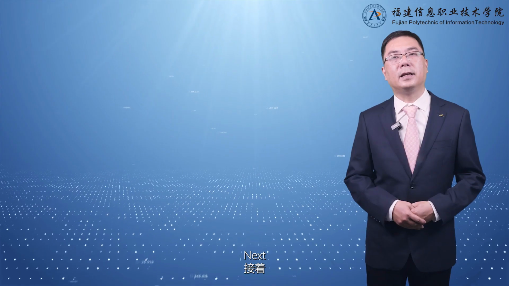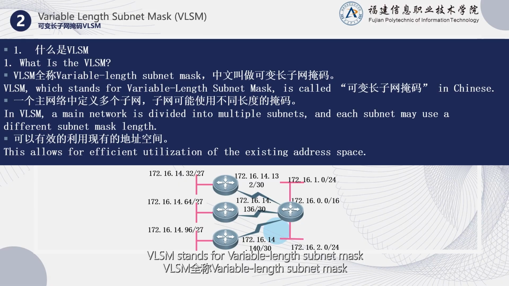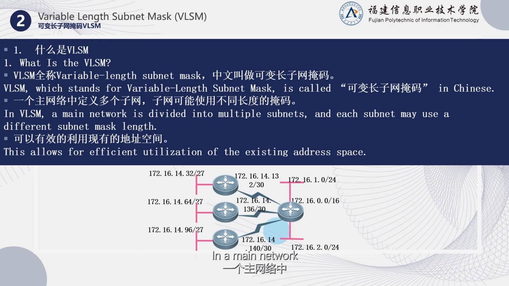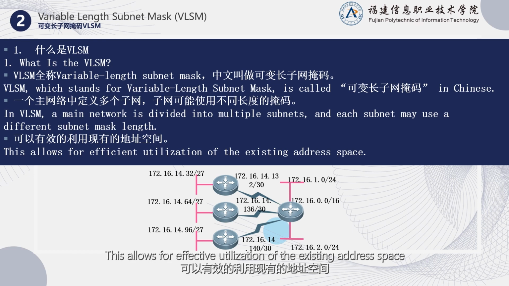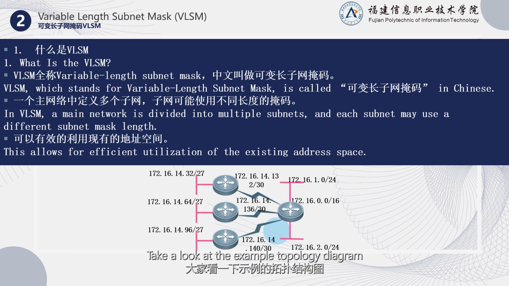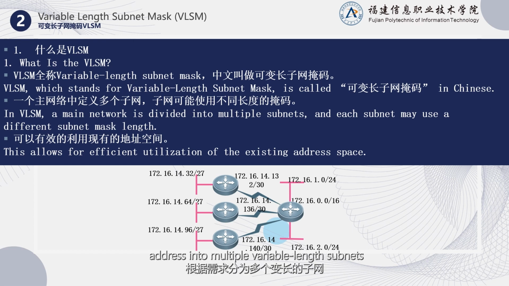Next, let's specifically talk about what variable length subnet mask (VLSM) means. VLSM stands for variable length subnet mask. In a main network, multiple subnets are defined, and each subnet may use a different mask length. This allows for effective utilization of the existing address space. Take a look at the example topology diagram. The network planner has divided the 172.16 Class B address into multiple variable length subnets. Some subnets have masks with 24 bits, some have 30 bits, and others have 27 bits.